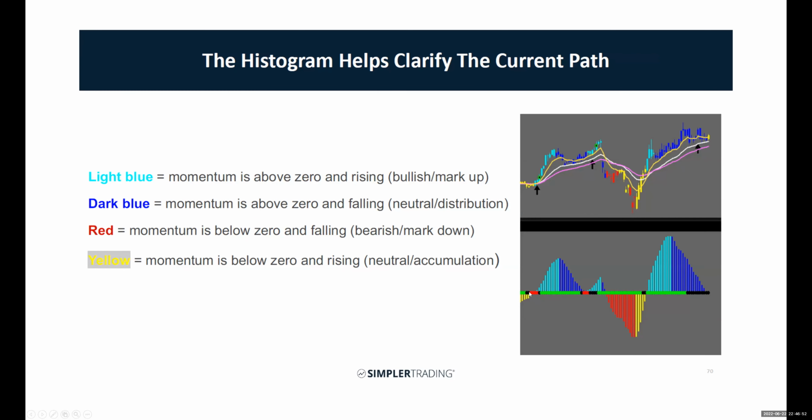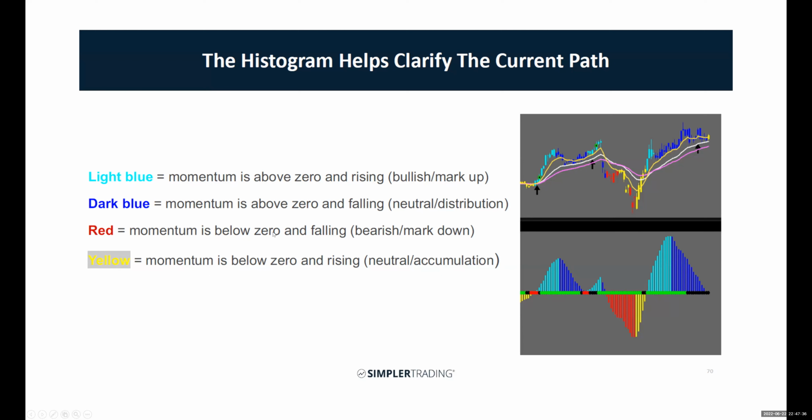Okay, so we've covered what the dots represent. Now let's talk about the histogram, okay? The histogram basically tells us which direction the squeeze is likely to fire, right? So where is price likely to continue going? If it's light blue, it means that the momentum is above zero and rising. So this would be bullish, or in the markup phase. If it's dark blue, then the momentum is above zero, but it's falling, right? And that's neutral, and that would be distribution. So you can see that up here, and price is going down.